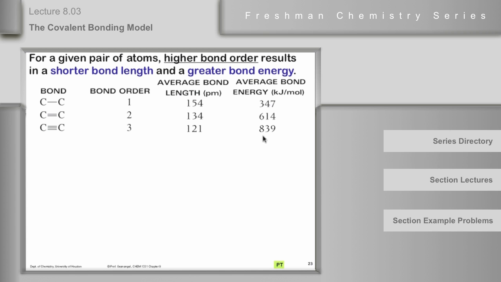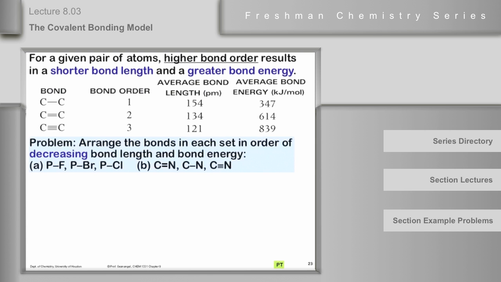A triple bond, carbon-carbon, is 839 kilojoules. You don't have to remember these numbers, but you should be able to tell what the trend in bond energy is if you have the trend in bond order or the bond length available there. Questions on this table? I'm glad you didn't let your eyes glaze over, because now we have a problem.